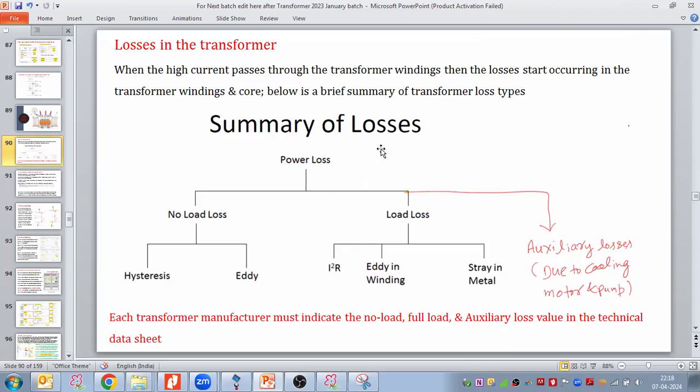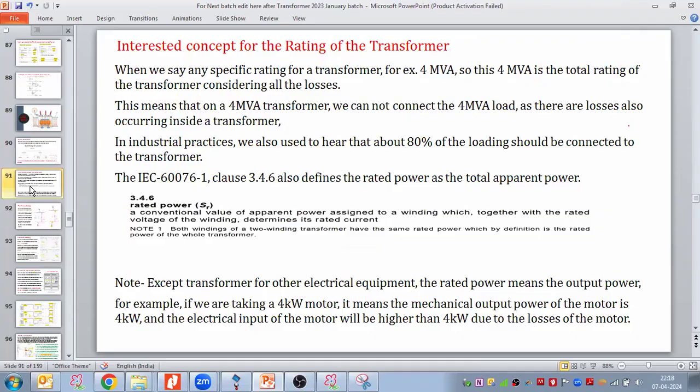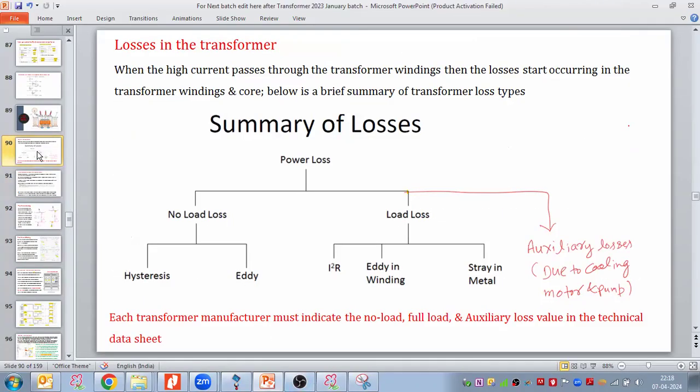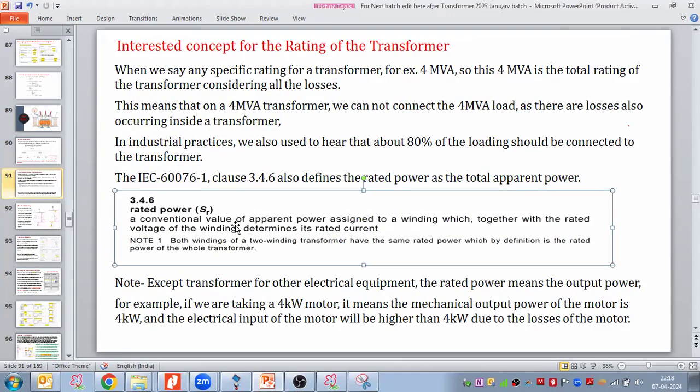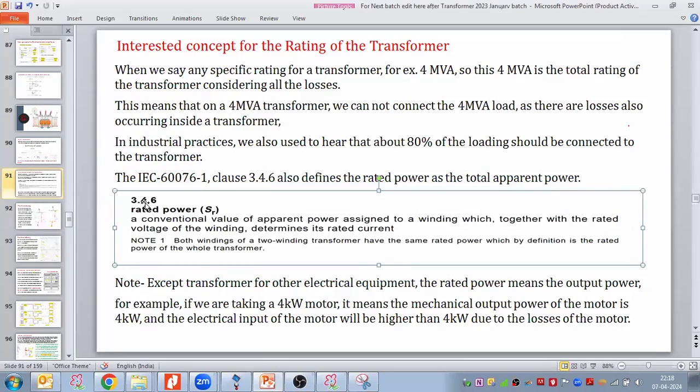Taking this losses concept, let us see the transformer ratings. A very interesting concept about the transformer rating. Let me directly tell you the point I'm trying to make. To explain my concept, I have taken the help of IEC 60076 part number 1, clause number 3.4.6. What is this clause telling? This is rated power, R. So IEC defines the transformer rated power, any power like 2 MVA, 3 MVA, 4 MVA, whatever we are taking.